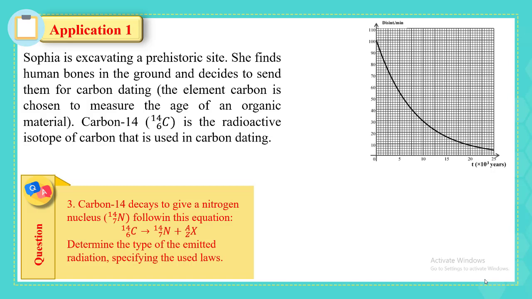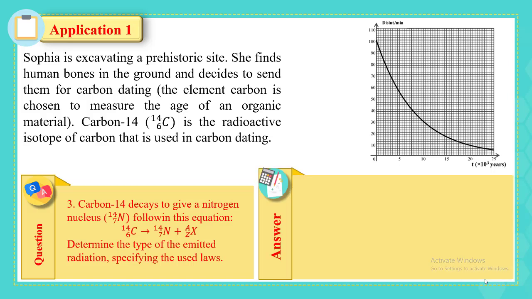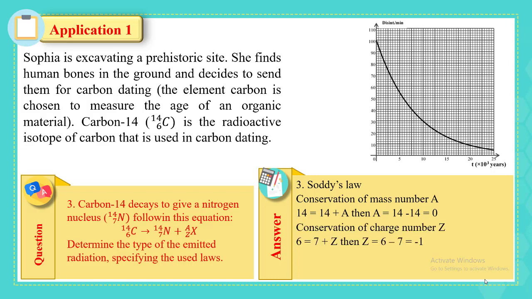We apply Soddy's law. In the conservation of mass number, we have 14 is equal to 14 plus A. Then we can find A, which is equal to 0. In the conservation of charge number, we have 6 equal to 7 plus Z, then Z is equal to minus 1. So the unknown particle is an electron because it has mass number 0 and charge number minus 1. So the type of this decay is beta minus.